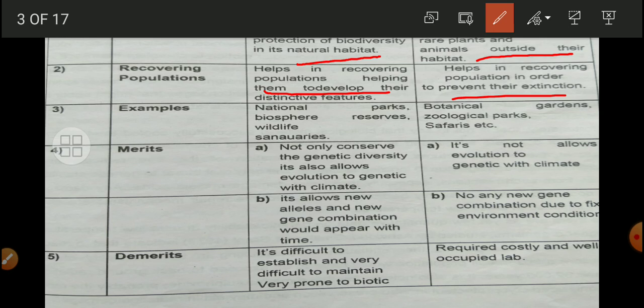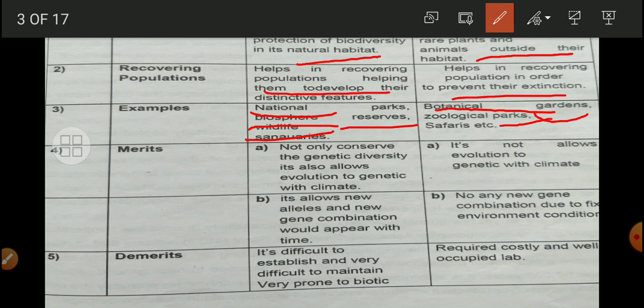Now, some examples of in situ conservation places are national parks, biospheres, reserves, and wildlife sanctuaries. For ex situ, the places are botanical gardens, zoological parks, and safaris, or we can say even our garden around the bungalow is an example of ex situ conservation.